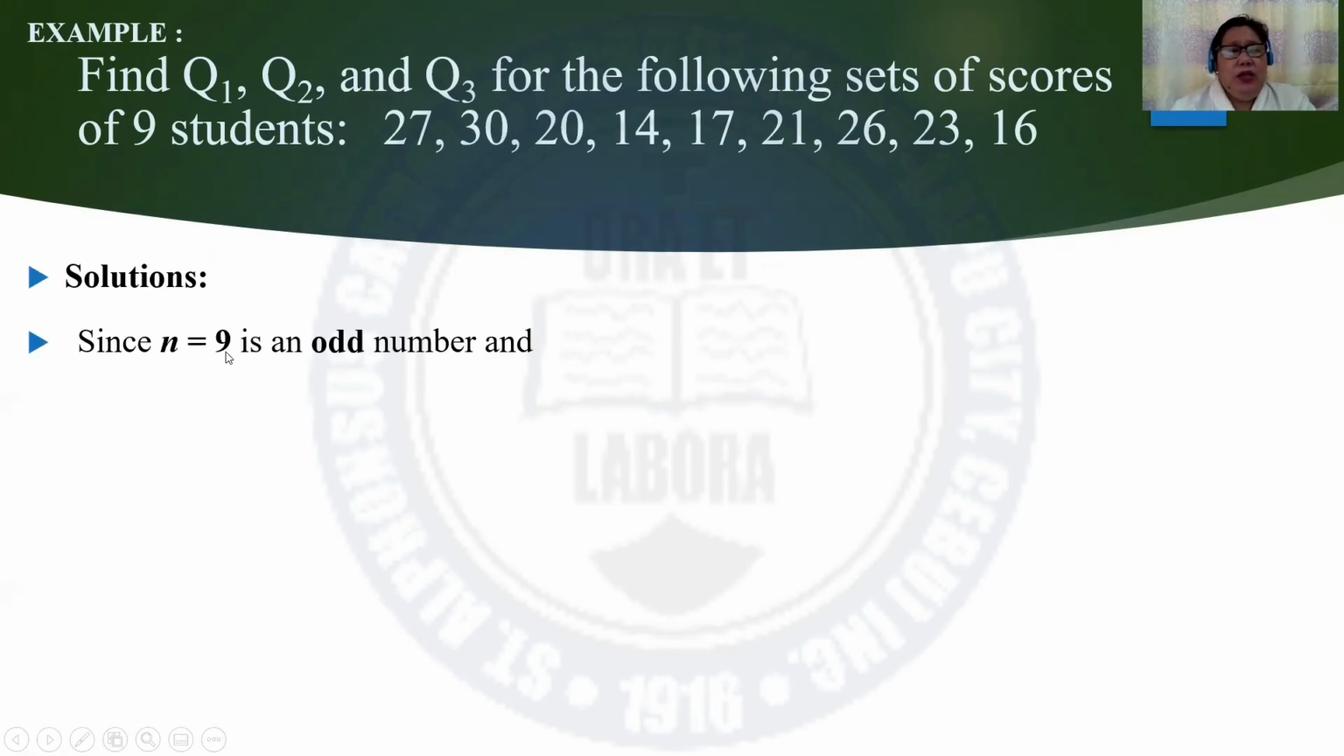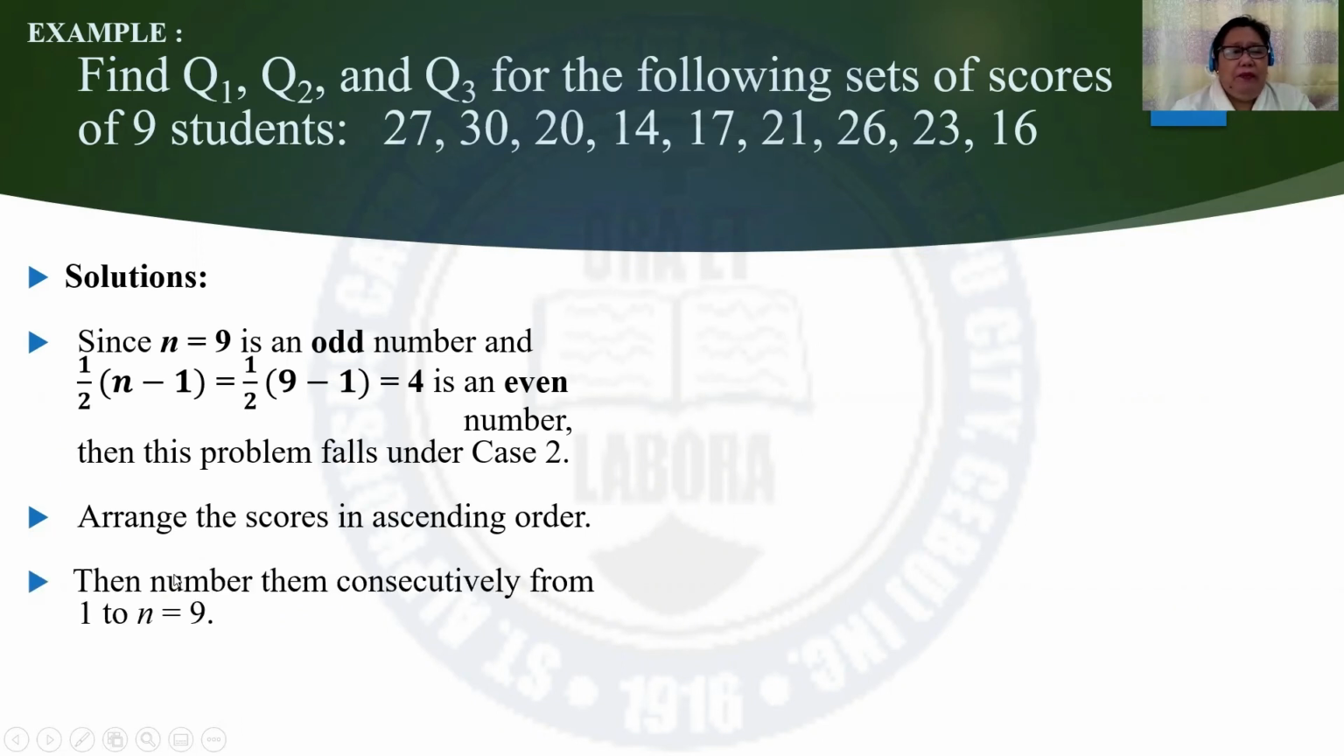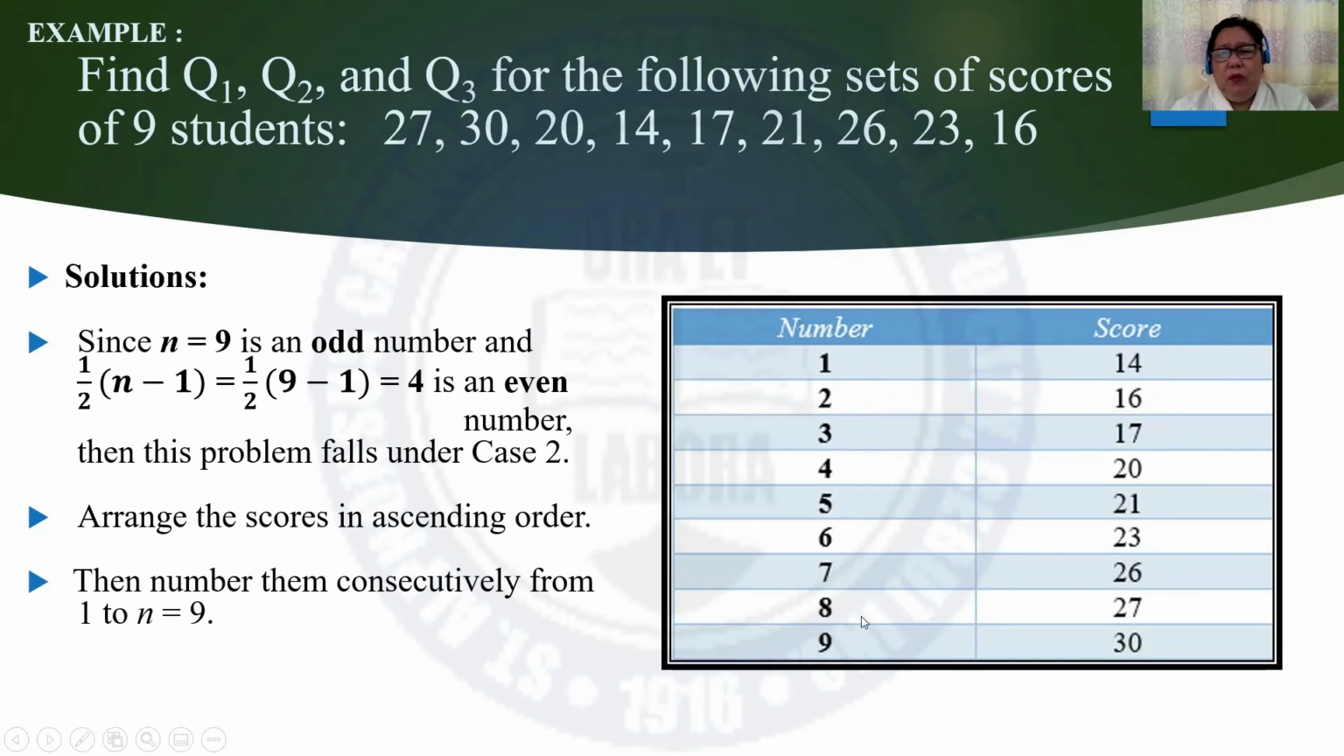Since n is equal to 9, it is an odd number. And 1/2 of n minus 1, that is equivalent to 1/2 of 9 minus 1, is equal to 4. This is an even number. So this problem falls under case 2, because case 2 is n is odd and 1/2 of n minus 1 is even. Then after that, you arrange the scores in ascending order. Then number them consecutively from 1 to 9. You can have it in tabular form. So from 1 to 9, the lowest score is 14. The highest score is 30.